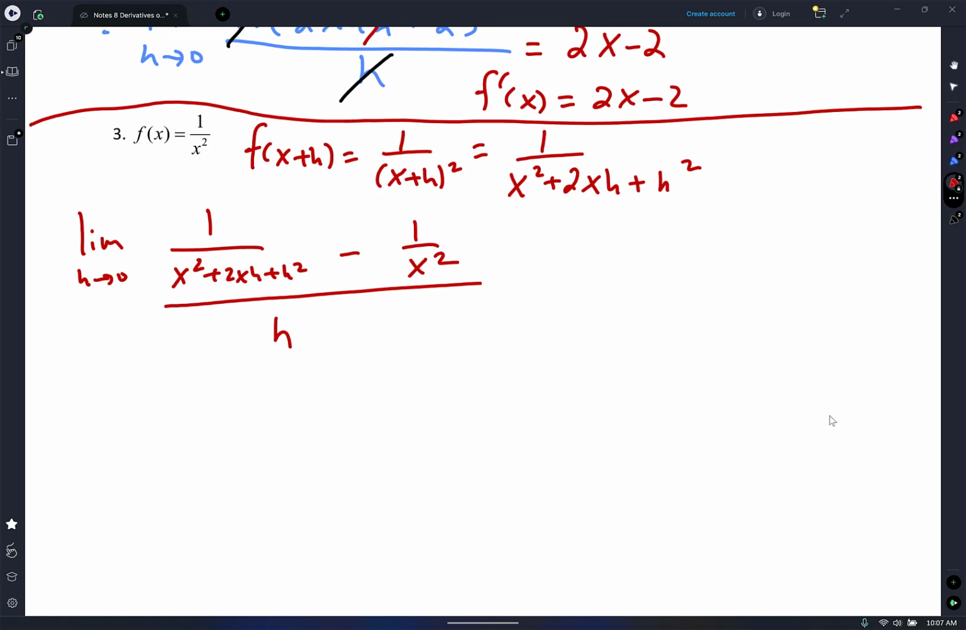I can't do anything at the moment. You can't do direct subs or anything. So we have to revert back to algebra. And so you're like, well, I guess the only thing I can do is find a common denominator. So I find a different colored pencil.